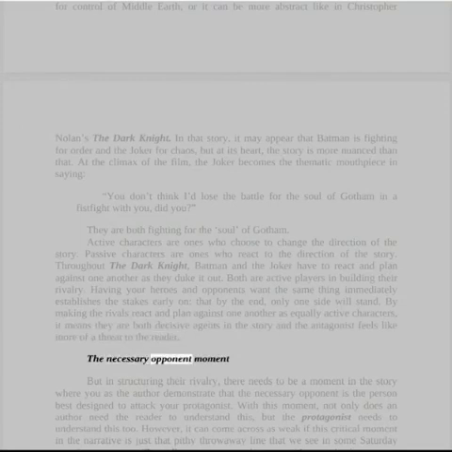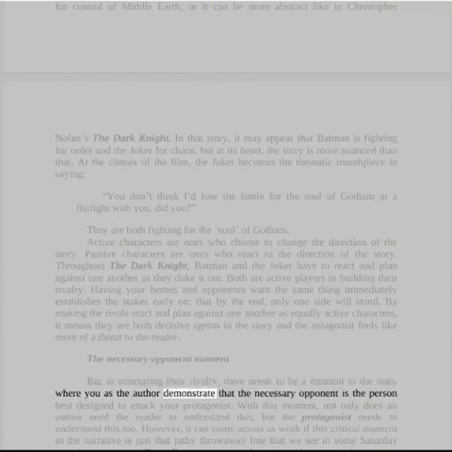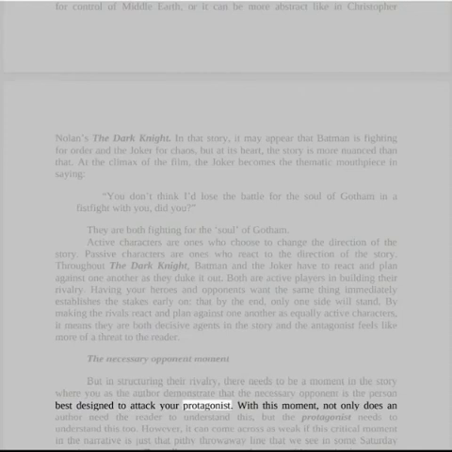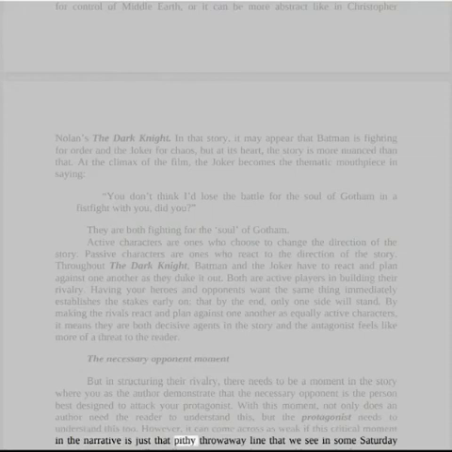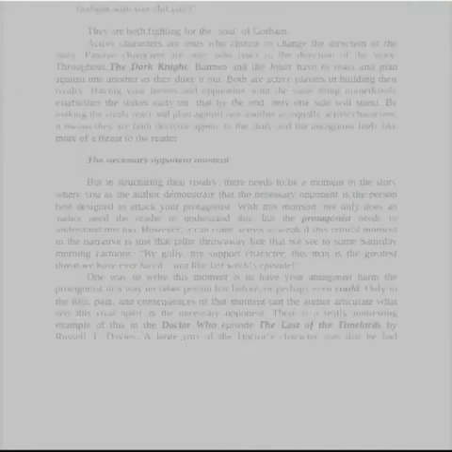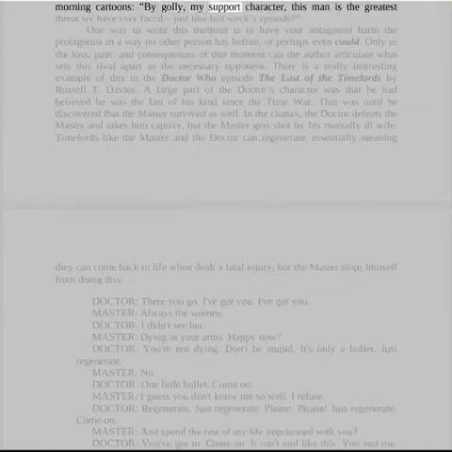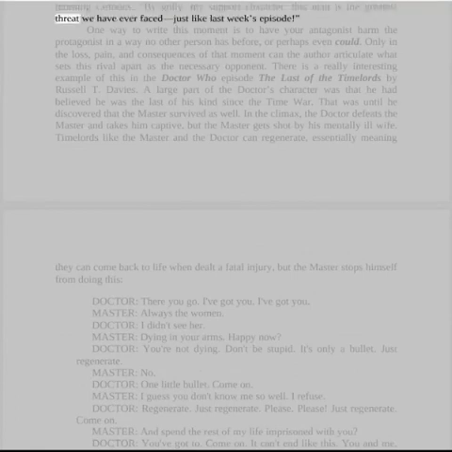The necessary opponent moment. But in structuring their rivalry, there needs to be a moment in the story where you as the author demonstrate that the necessary opponent is the person best designed to attack your protagonist. With this moment, not only does an author need the reader to understand this, but the protagonist needs to understand this too. However, it can come across as weak if this critical moment in the narrative is just that pithy throwaway line that we see in some Saturday morning cartoons. "By golly, my support character, this man is the greatest threat we have ever faced," just like last week's episode.